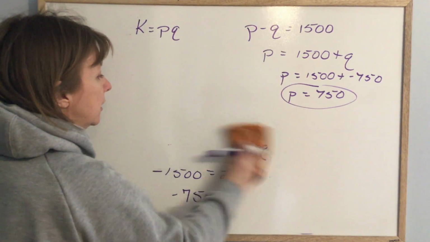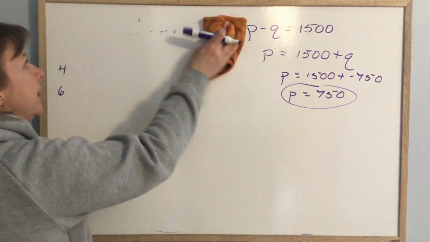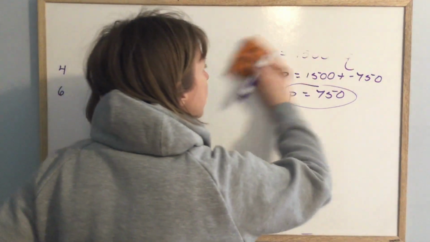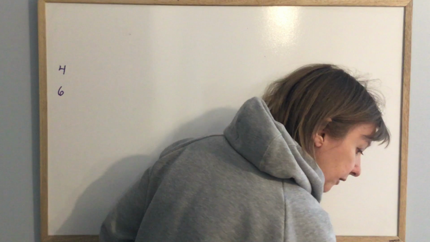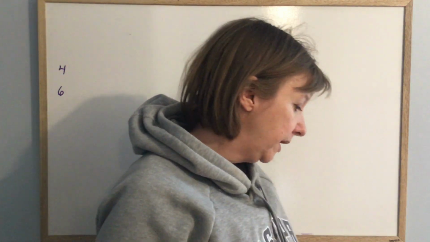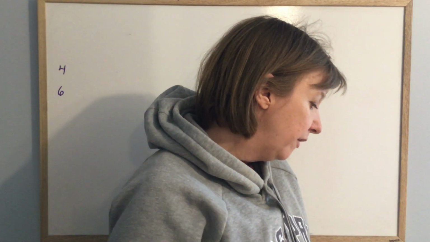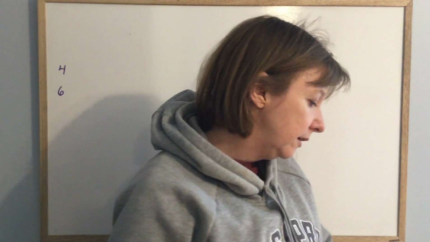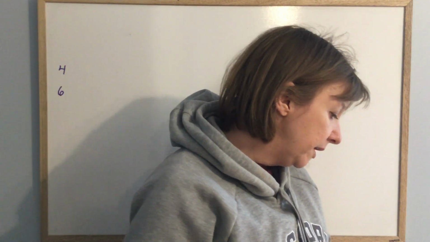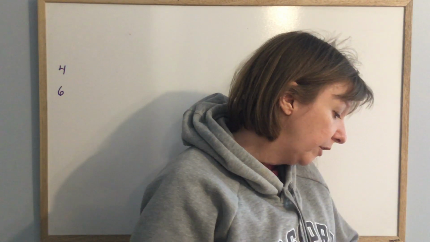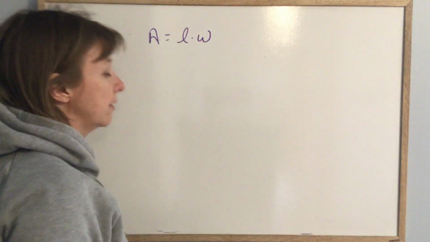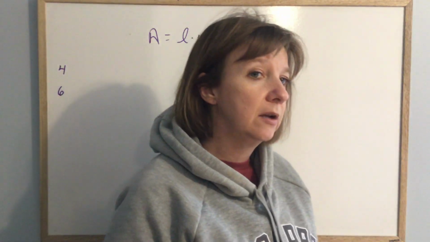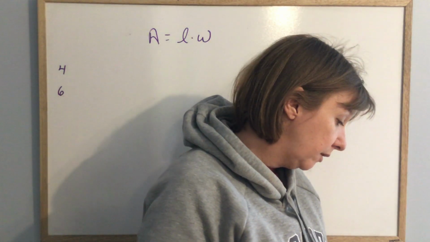Number 4, I know what you didn't get in number 4, I'm pretty sure. So number 4 says you have a rectangular backyard playpen for a child and you have 16 meters of fencing to make it. What dimensions of the rectangle will provide the maximum area? So area is what I'm trying to maximize. An area of a rectangular playground is length times width.